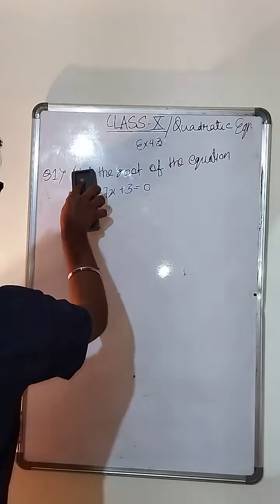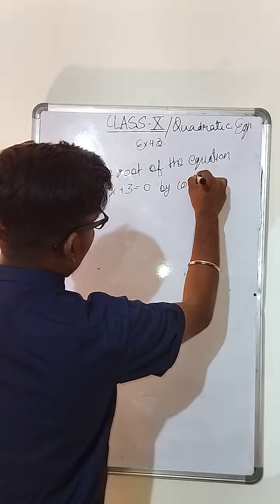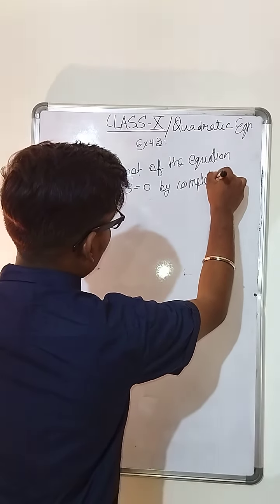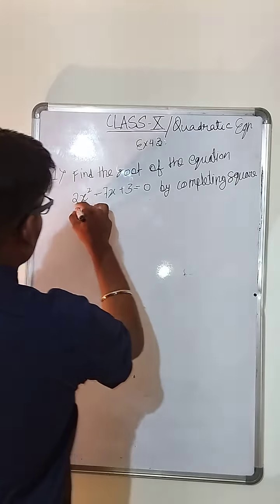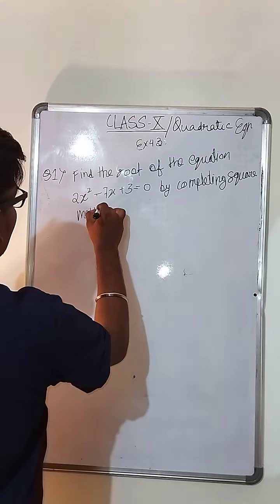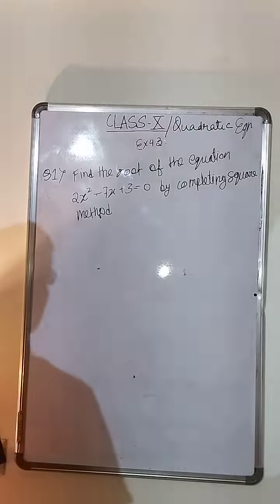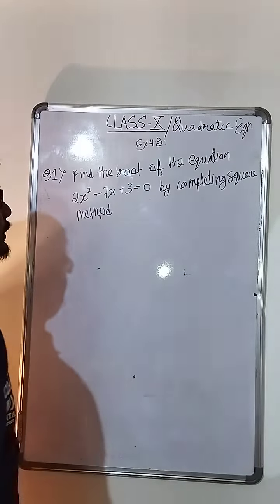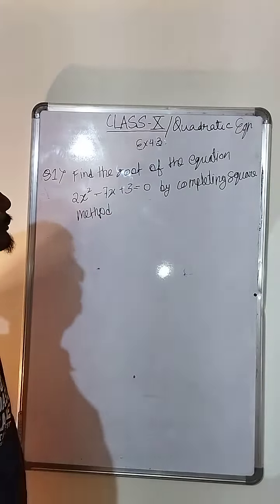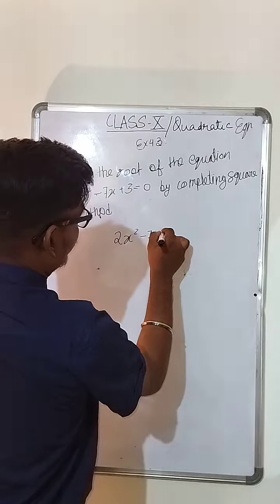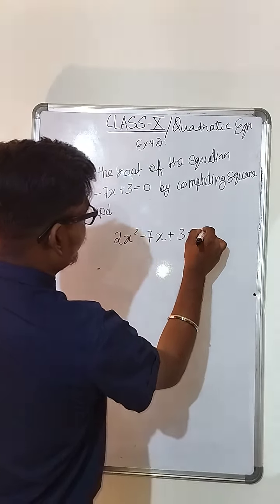Find by completing square method. Okay, we need to find the root of the equation by completing square method. So what is the equation? 2x square minus 7x plus 3 equal to 0.